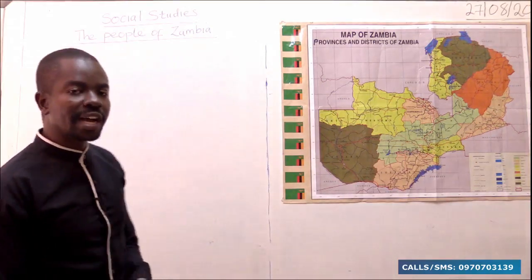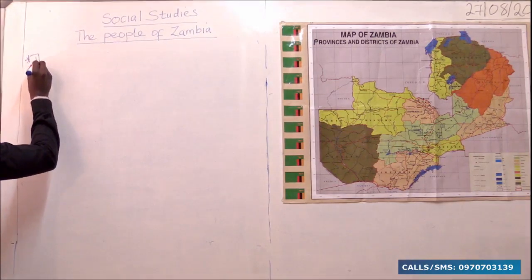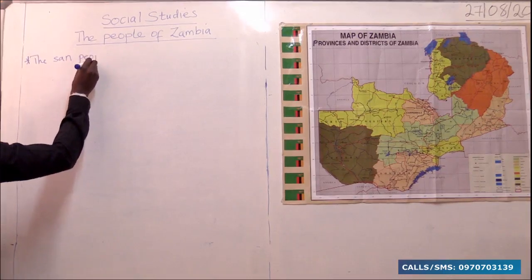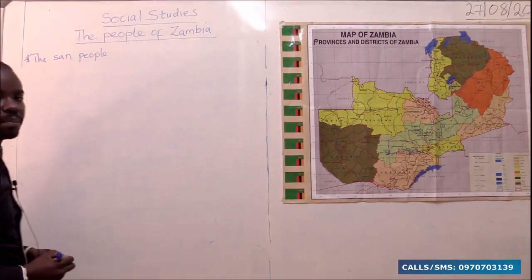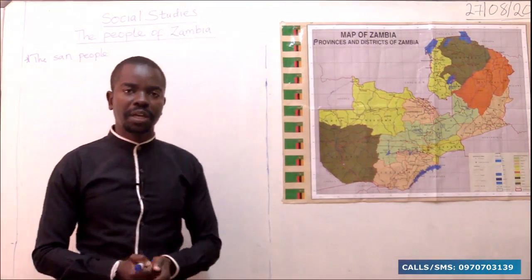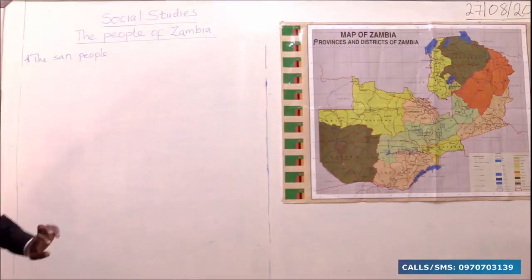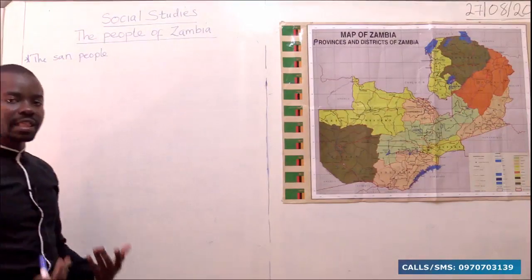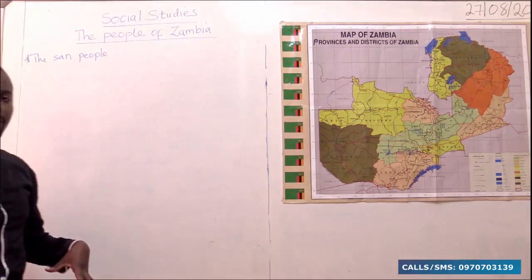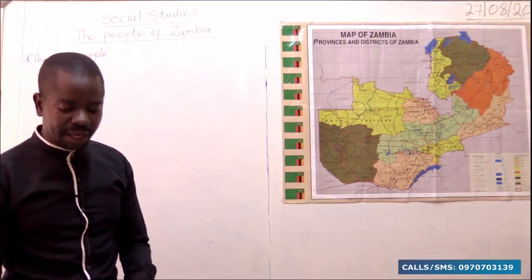So let's ask about the San people. The first people to live in Zambia are called the San people, who are also called Bushmen. The San people are also called Bushmen. So the first people to live in Zambia are called the San people, and these people are also called Bushmen.